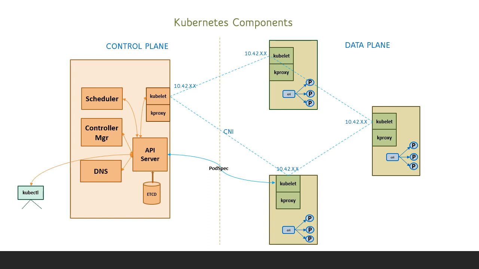So to recap, we have control plane and data plane VMs. Control plane VMs run Kubernetes components, whereas data plane VMs run application containers. Data plane VMs host kubelet and kubeproxy, whereas the control plane VM or master VM hosts Kubernetes modules such as scheduler, controller manager, DNS, API server, etcd database, etc. We also have the kubectl tool for operations and administration.